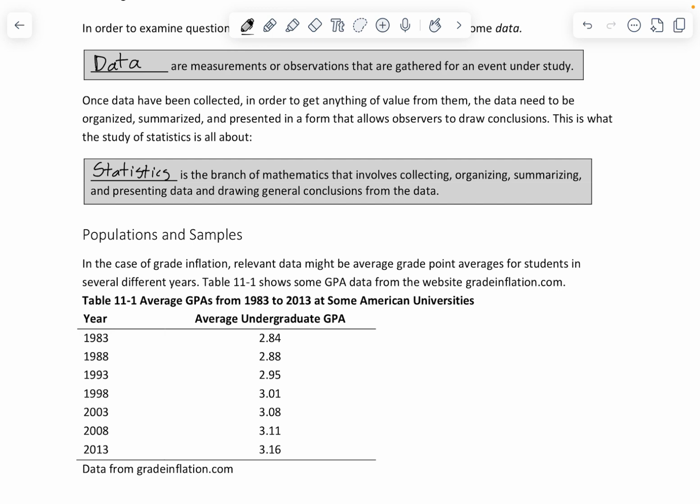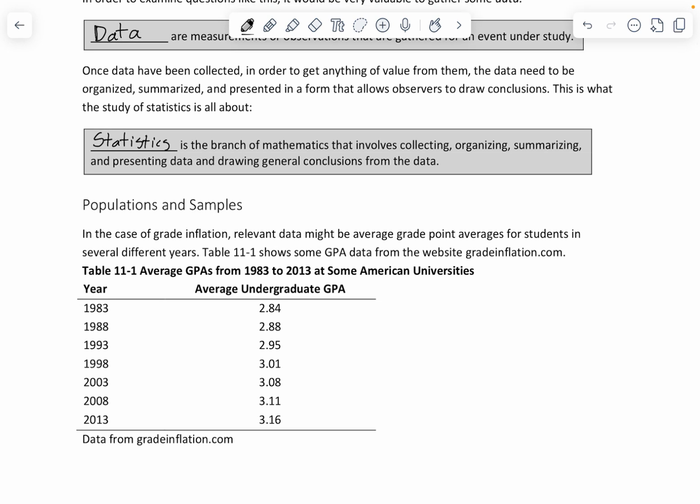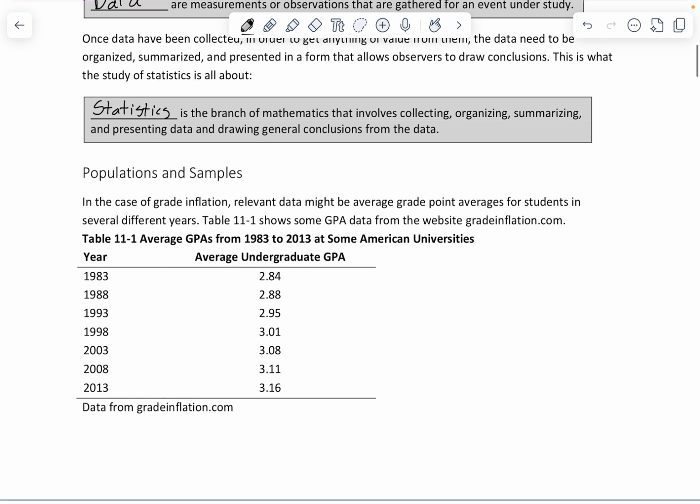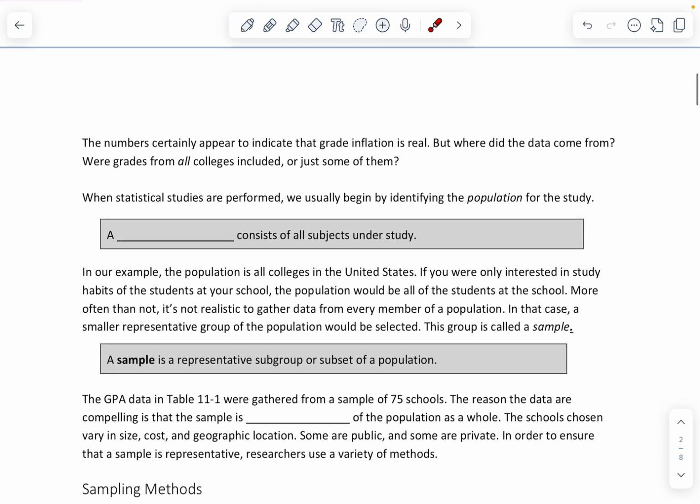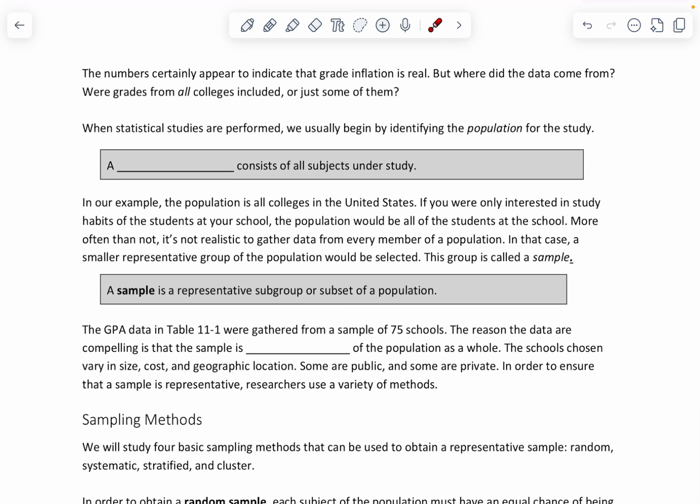So let's get started here with some important concepts, starting with the idea of populations and samples. In the case of grade inflation, relevant data might be average grade point averages for students in several different years. This table 11.1 shows some GPA data from the website gradeinflation.com. So in this table, we have 2 columns. The first column is a year, right? We have several years. And then over here, we have average undergraduate GPA for each year.